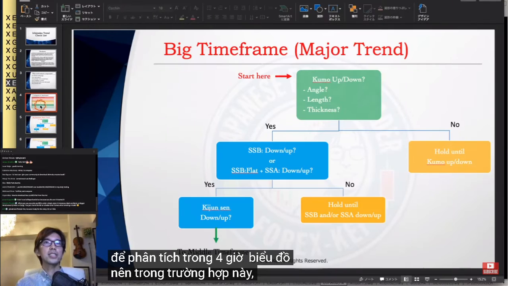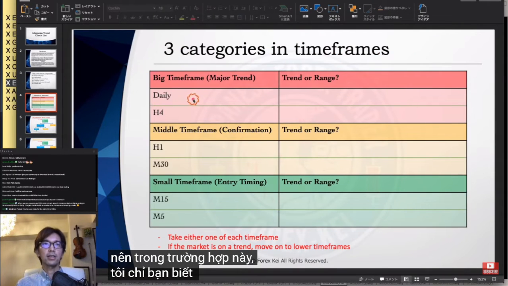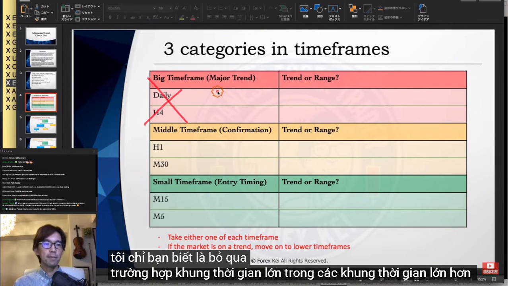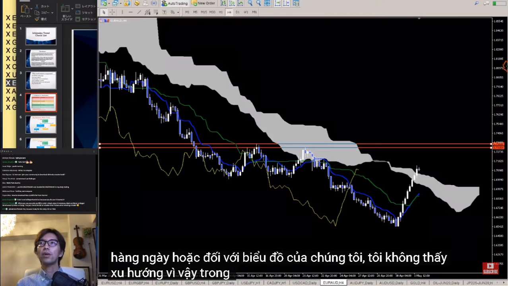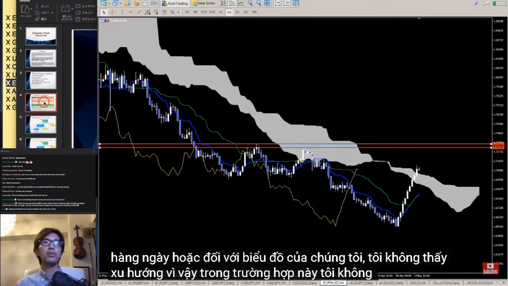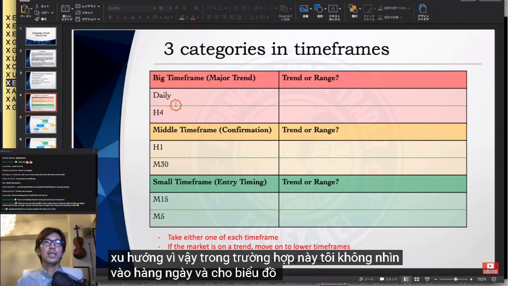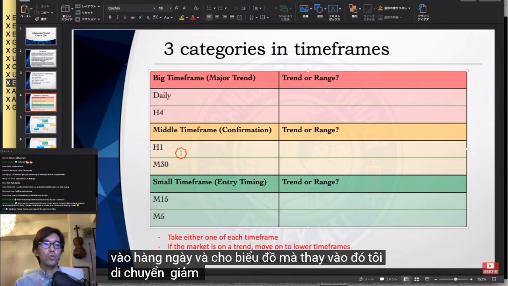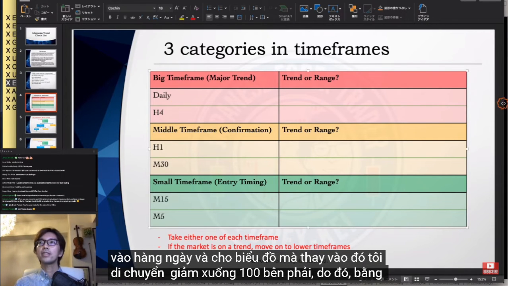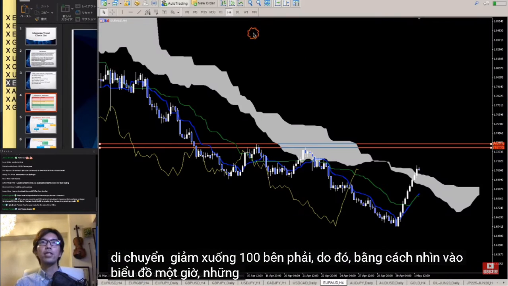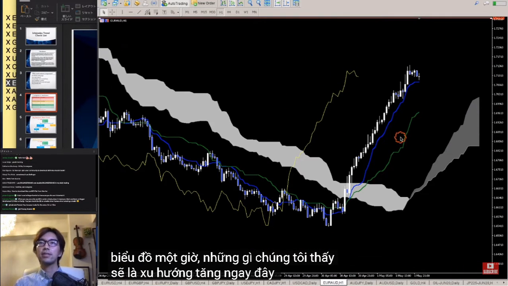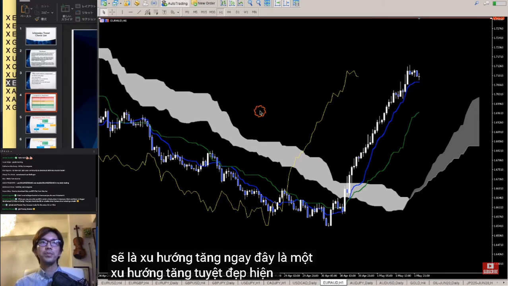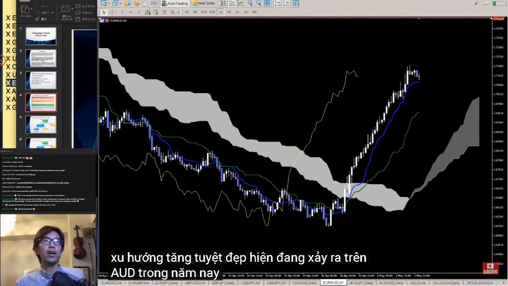So in this case, I just disregard the big time frame, because in bigger time frames, in daily or 4-hour chart, I don't see a trend. So in this case, I don't look at the daily and 4-hour chart, but instead I move down to the 1-hour chart, right? So by looking at the 1-hour chart, what you see is going to be the uptrend, right? This is a beautiful uptrend right now happening on this EUR/AUD.